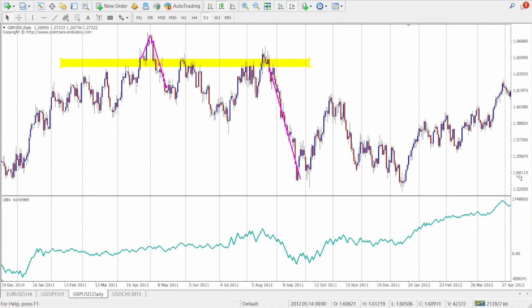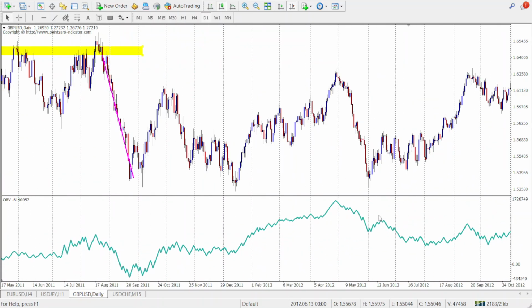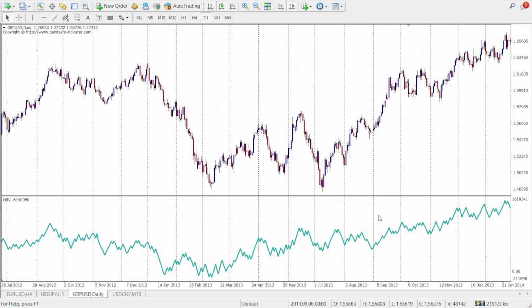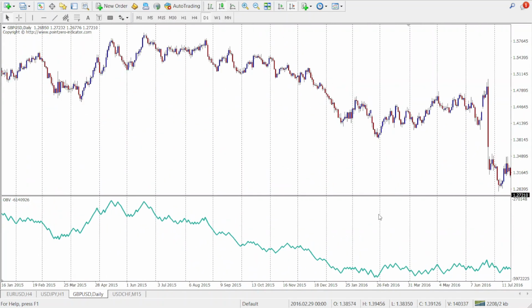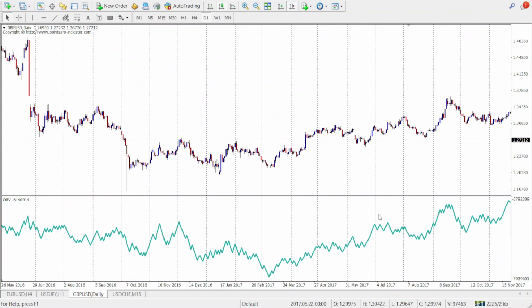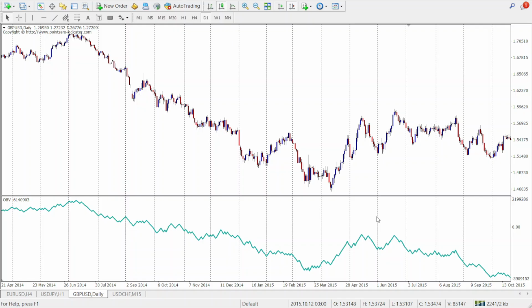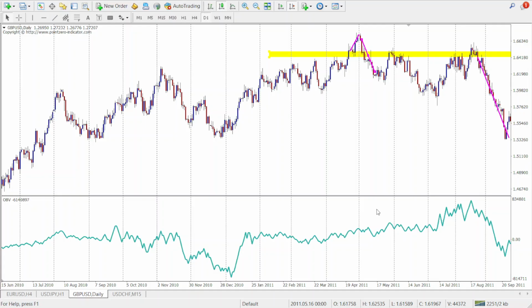Okay, so take note of the OBV increasing when a breakout is about to happen. But if the OBV is rising sharply when a breakout happens, then it could mean that the breakout is valid. Okay, it's going to give extra confidence in the breakout. All right, let's see if we can find such an example.